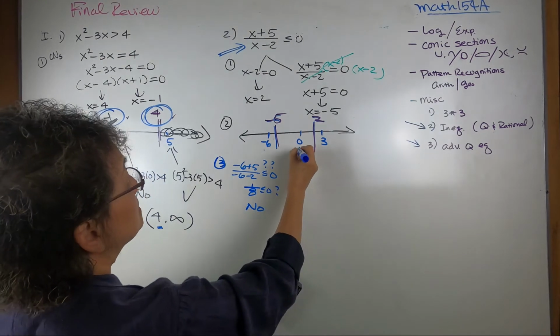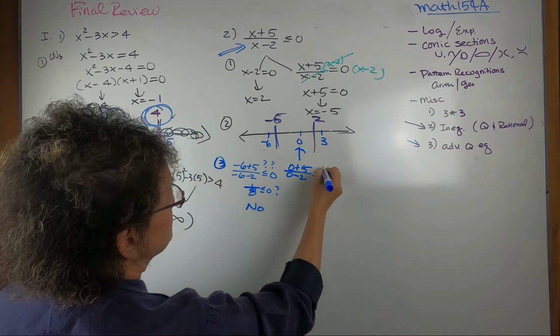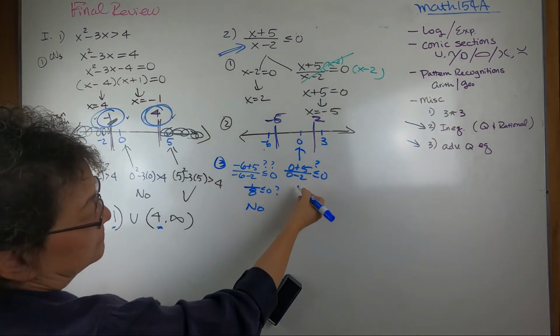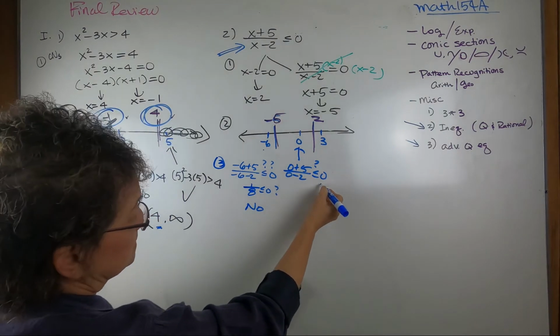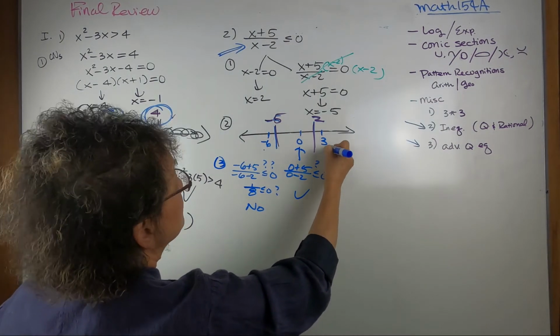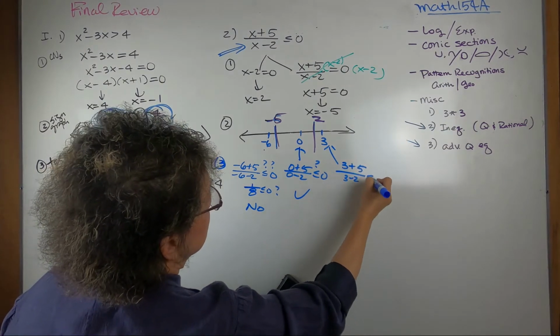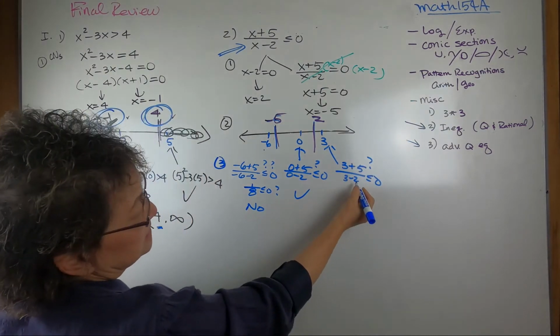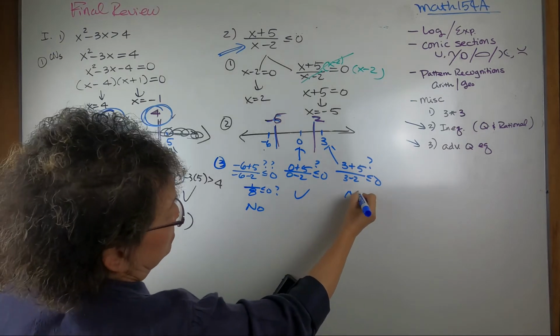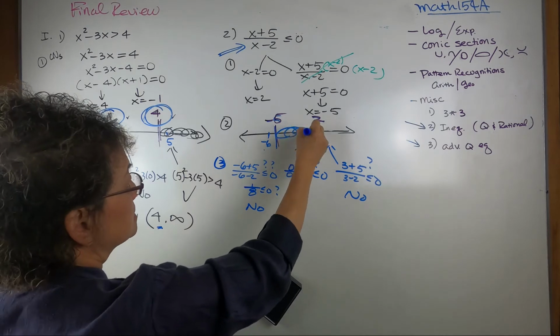How about the middle one? 0 plus 5 over 0 minus 2 less than 0. Then 5 over negative, so it's a negative, less than 0. Yes. Right? So how about 3? It's 3 plus 5 over 3 minus 2 less than 0. That's a positive, so it's no. Right? So the answer is what? In the middle.